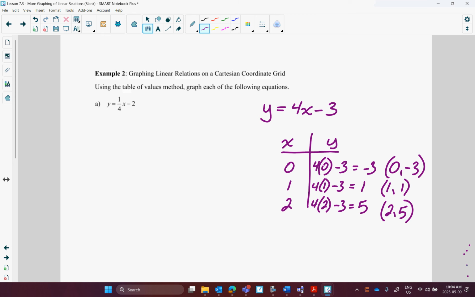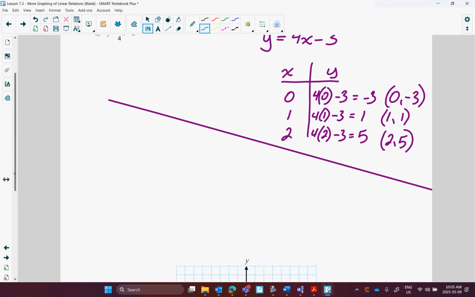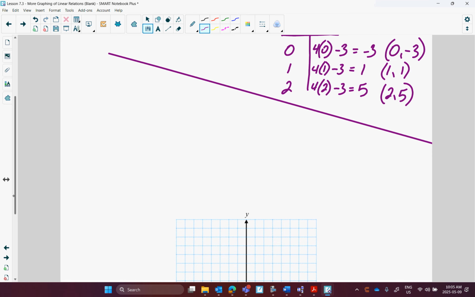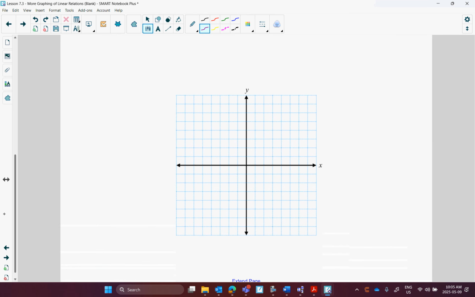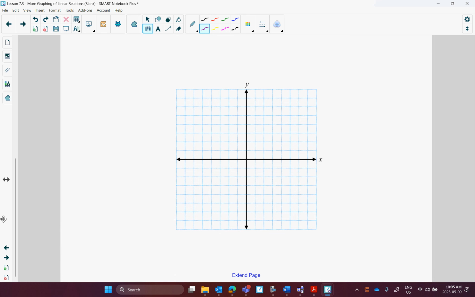And remember, when I plot them, they should look like I can easily draw a line through it. If they don't, I've made a mistake somewhere. Don't plot this yet, because I'm going to plot incorrect ones. If you did your table of values and it ended up with something like this, I've made a mistake somewhere, because you can't draw a line through those. So you have to check your work. But this one, I think we're okay.